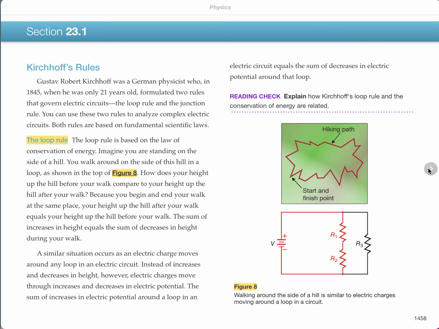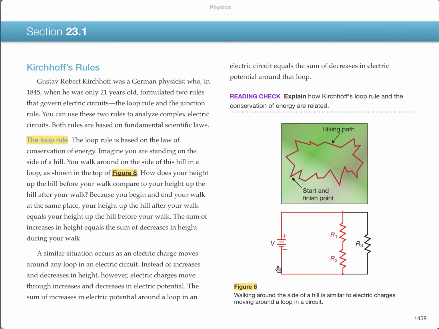Now, I want to just briefly talk to you about these two rules that are at the end of the chapter. They're not really important unto themselves, and I think you've largely learned them already. I just want to take a moment to pull together what you've learned. One of them is called the loop rule. Basically what it says is the sum of the voltages around a loop is equal to 0. The way I like to think about it is if your charges gain energy through the battery, they lose that same amount of energy coming down.